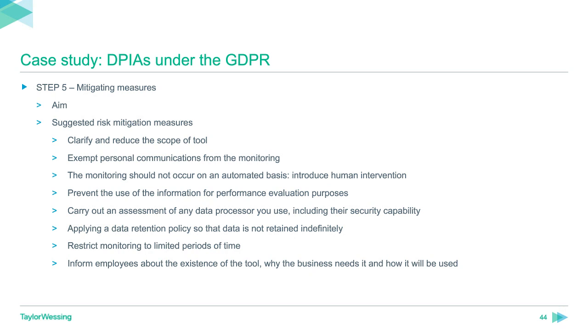Other measures that could be implemented include a retention policy so that the data is not retained indefinitely. And of course, inform employees about the existence of the tool, why the business needs it, and how the tool will be used. So those are the kind of measures that we think we need to consider and discuss with the HR director, the DPO, and the relevant people involved in this project.